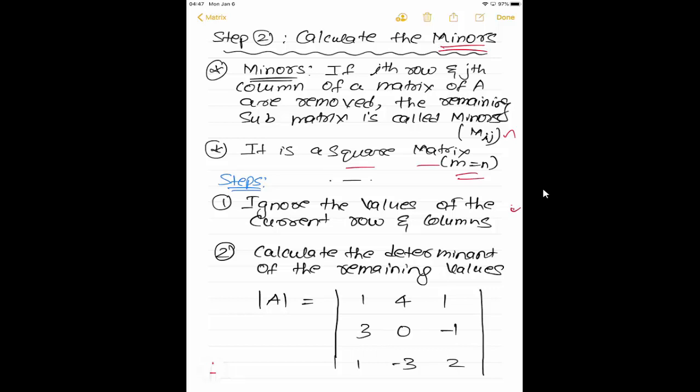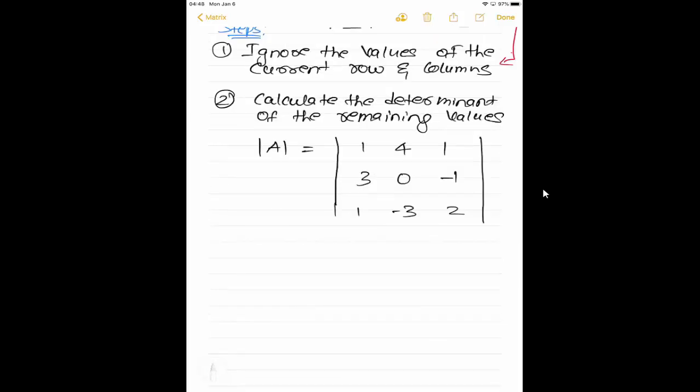Two steps you have to remember. One is we have to ignore the values of the current row and column. This particular definition has been written in a simpler way. Then calculate the determinant of the remaining values. We will calculate the minor of the matrix.